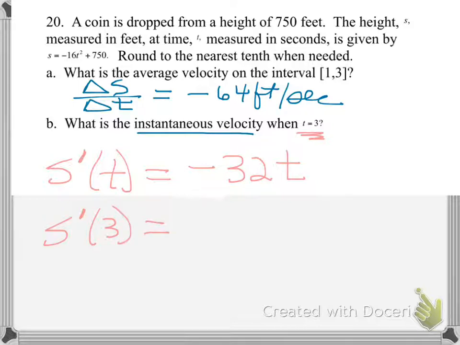Okay, if they want the instantaneous velocity when time equals 3, then I'm going to evaluate this first derivative at 3, and I get negative 32 times 3, which is negative 96. And again, give me the units, feet per second. And part B is done. Let's move on to parts C and D.